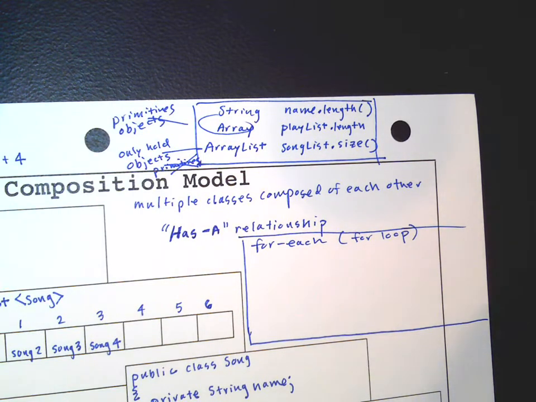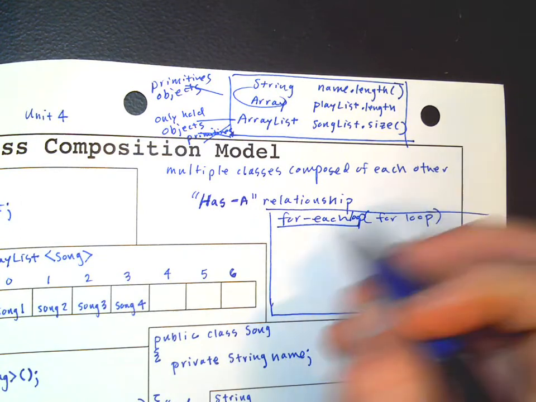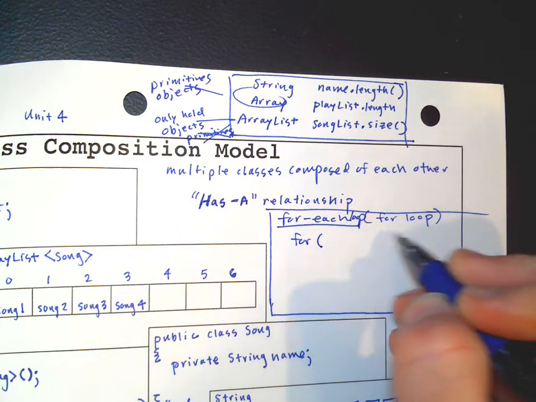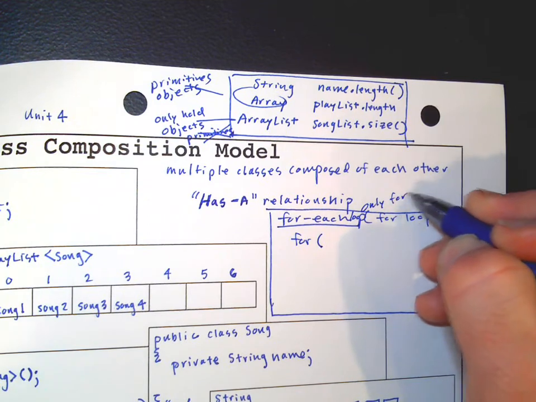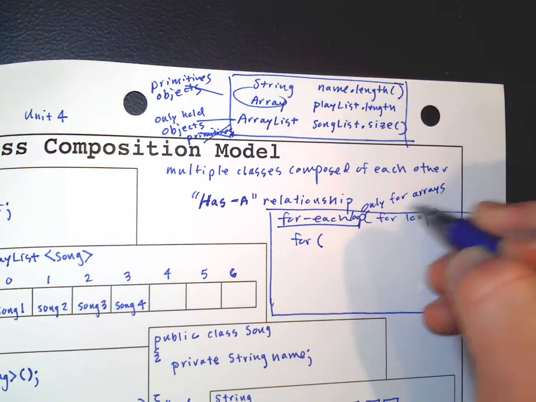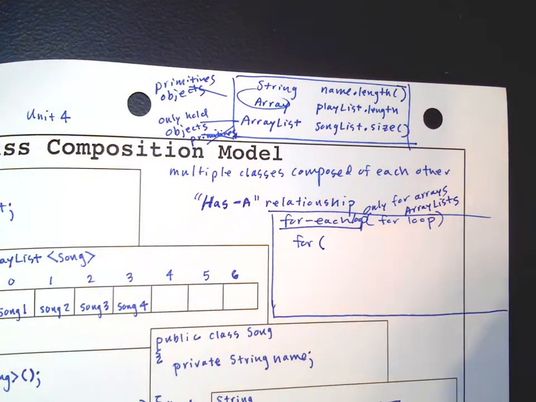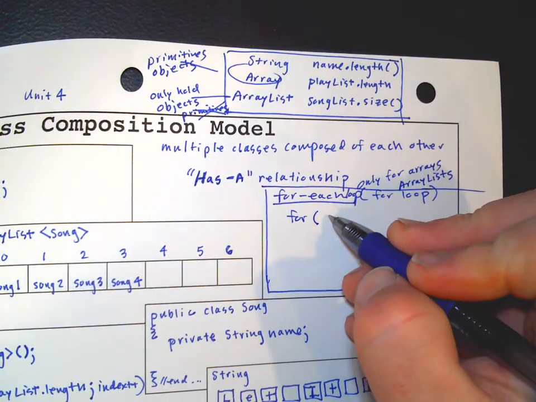So a for each loop. We did a for loop here. For a for each loop, you start with for and then parentheses, and then you're going to go through an array. This only works for arrays or array lists. We use for loops a lot of times for arrays, but we also use for loops for other things that don't involve arrays. So this is only for arrays, and you've got to put the type of object that's in the array.